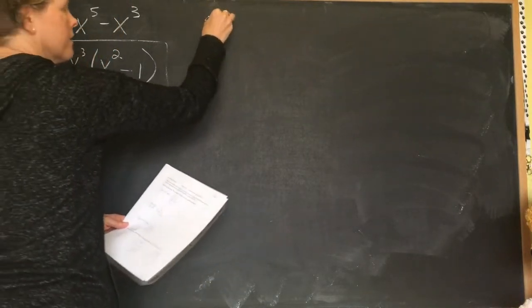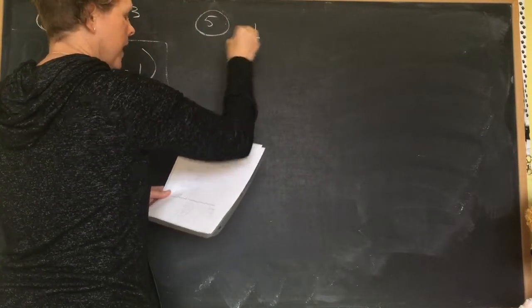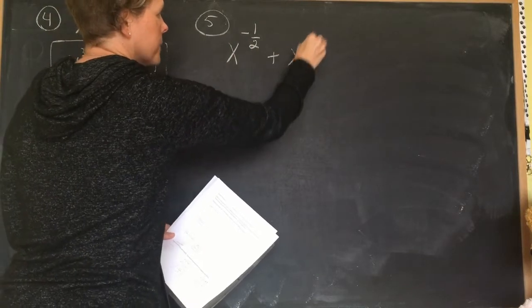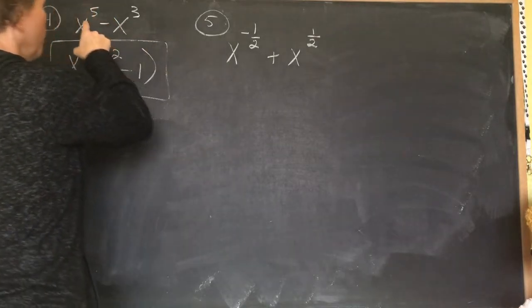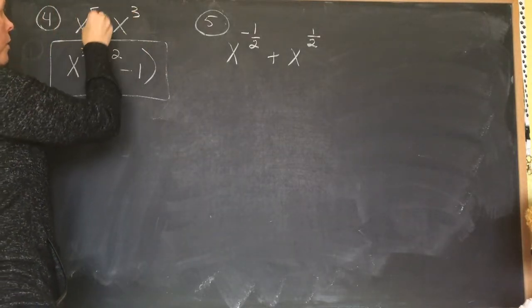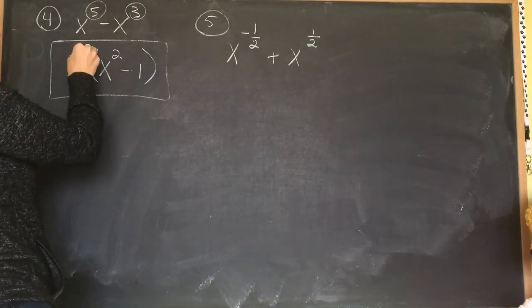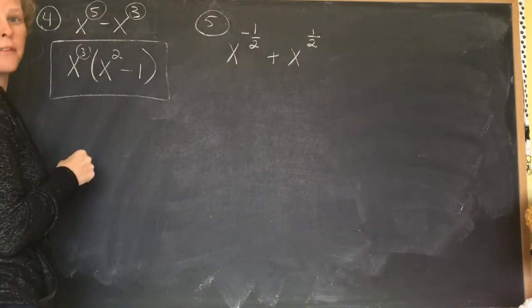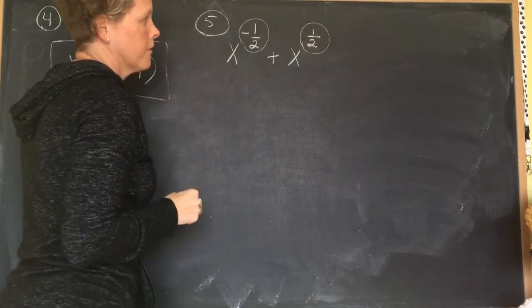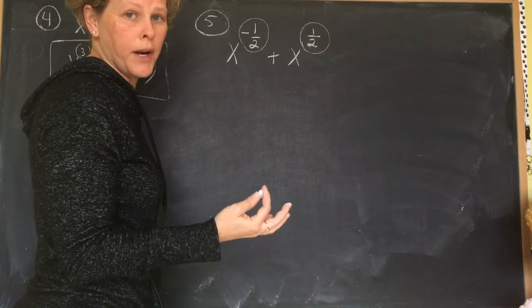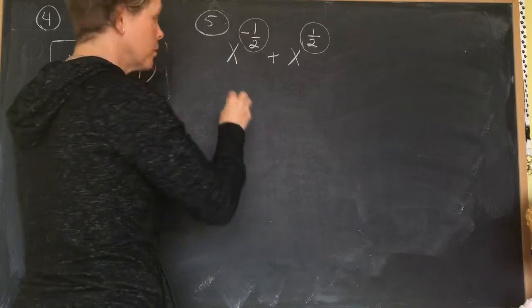All right, number 5 is kind of the beginning of some really weird ones that you have. x to the negative 1/2 plus x to the positive 1/2. Here's the trick. When you have an x to the 5th and an x to the 3rd, you always take out the lowest of the two numbers. So if I have a 5 and a 3, I took out the 3, because 3 is lower than 5. Same thing here. I have a negative 1/2 and I have a positive 1/2. Which number is smaller? Well, the negative 1/2. So that's the one you're always going to take out.